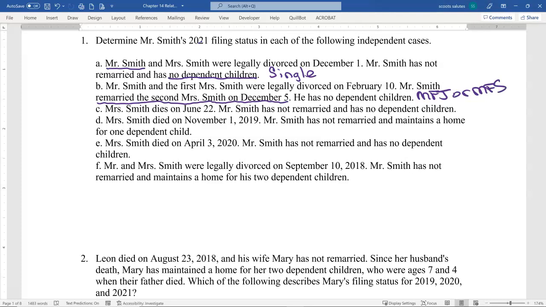In C, it says Mrs. Smith dies on June 22nd. Mr. Smith is not remarried and has no dependent children. In this case, Mrs. Smith has passed away in the current year. So for the current year, you can still file married filing jointly if you so desire.